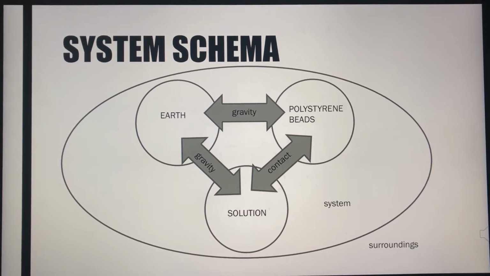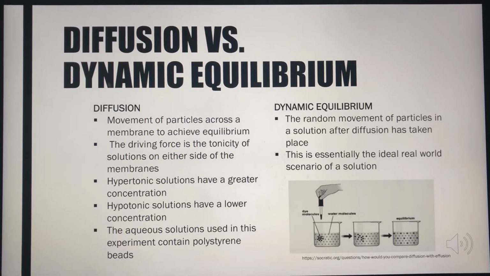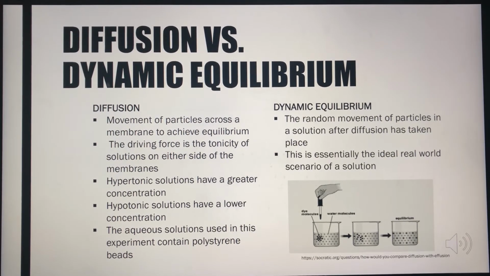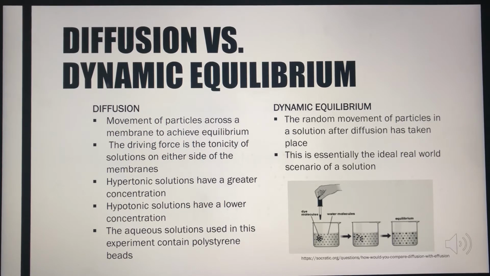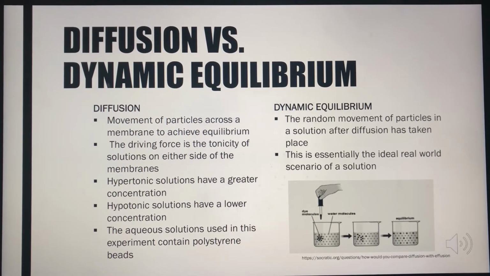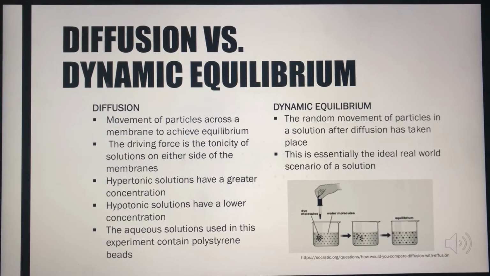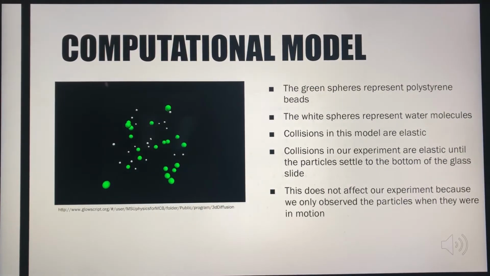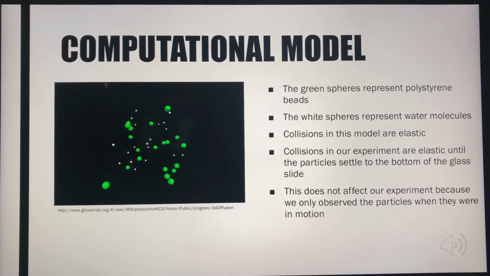another. Now, what is diffusion? Diffusion is movement of particles across the membrane to achieve equilibrium. This is different from dynamic equilibrium because dynamic equilibrium is the random movement of particles in a solution after diffusion has taken place. We can model dynamic equilibrium and diffusion using computational modeling.